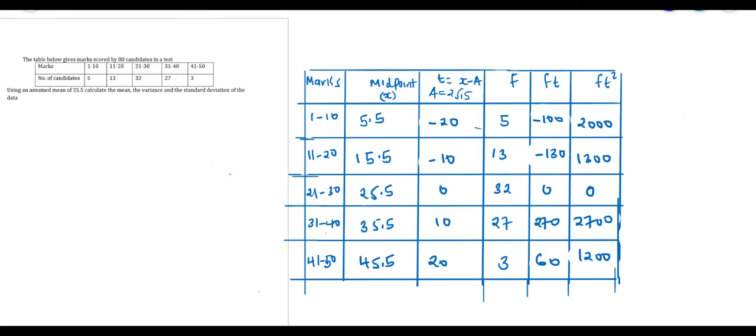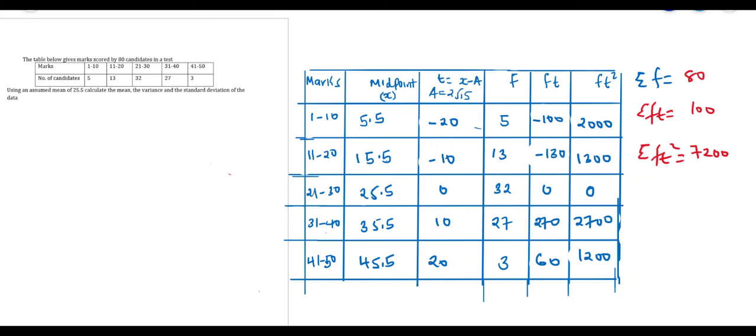Now we are supposed to find the summation or the total of the column of frequency, which is the same as adding 5 plus 13 plus 32 plus 27 plus 3, that is 80. Also the summation of ft, which is negative 100 plus negative 130 plus 0 plus 270 plus 60, that is 100. Also we need to get the summation of ft squared, which is 2000 plus 1300 plus 0 plus 2700 plus 1200, that is 7200 when you add them together using the calculator.